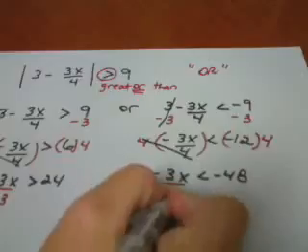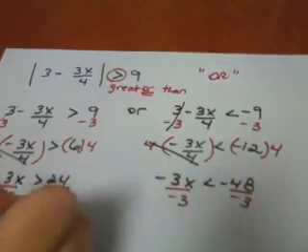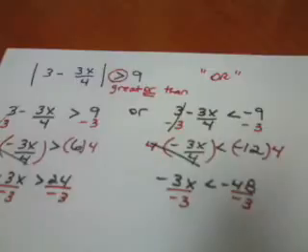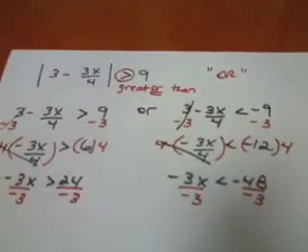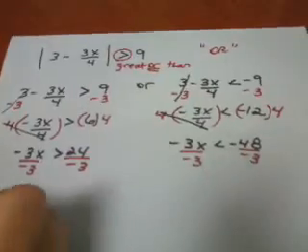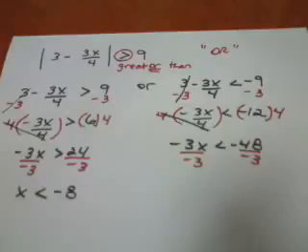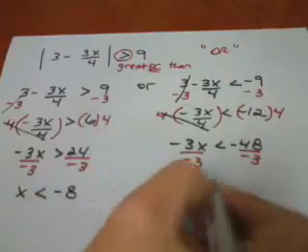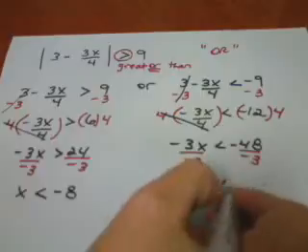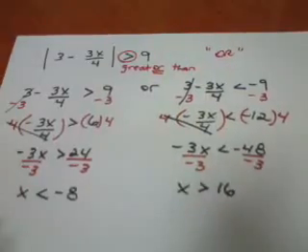Now you have to remember from the previous lesson that when you divide or multiply by a negative number, when you're doing inequalities, it changes the order of the inequality symbol. So what's going to happen here is I'm going to end up with x is less than negative 8 because I'm dividing by negative 3. And over here I'm going to end up with x is greater than positive 16. Again, I have to flip the inequalities anytime you multiply or divide by a negative number.